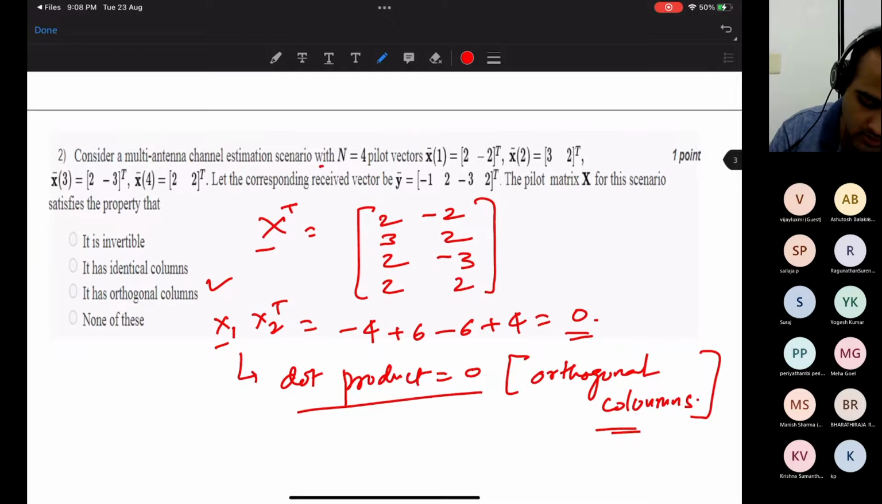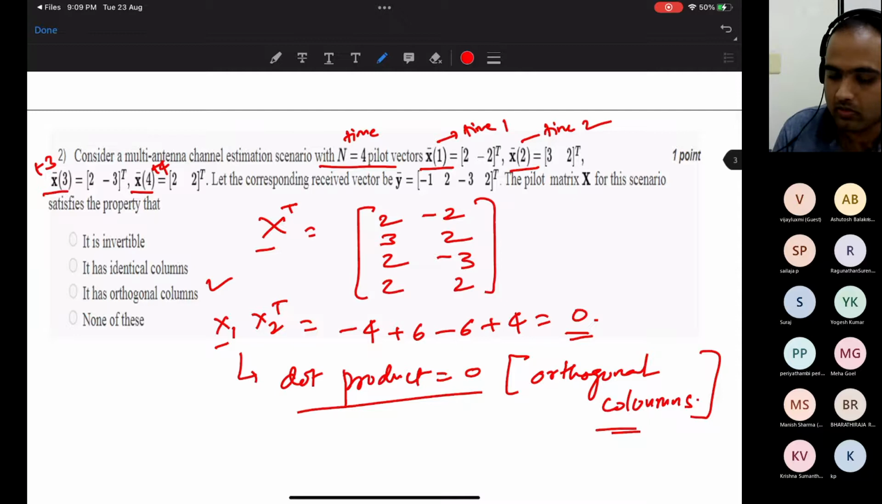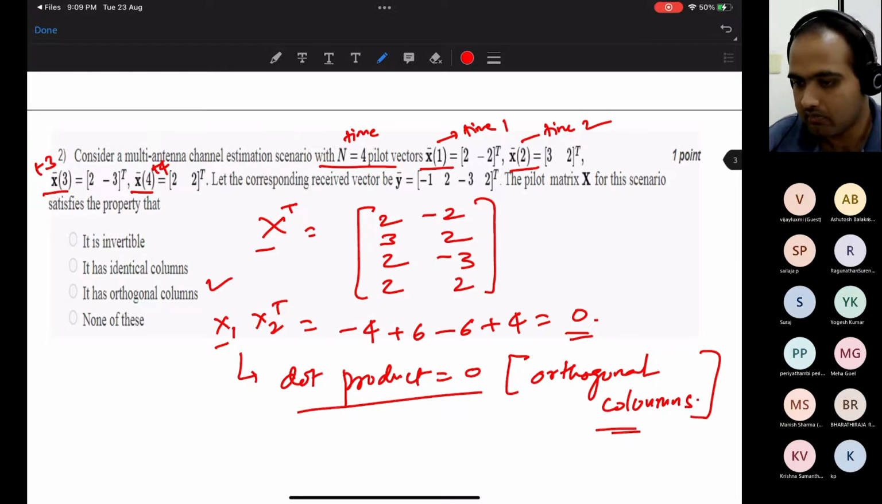Now we are given that N is 4. What is N is 4? This is my time. So we have 4 symbols at 4 different time instances. And what are these symbols? X1 is at time 1, X2 is at time 2, X3 is at time 3, and X4 is similarly at time 4. So you need to first identify at which time period which symbol is being transmitted.